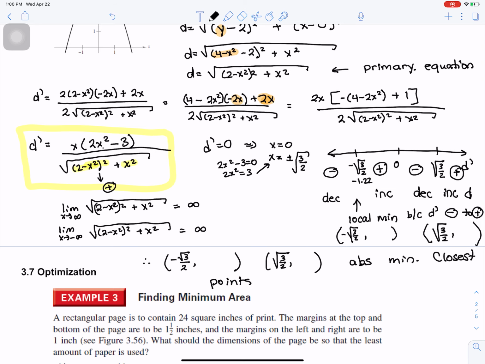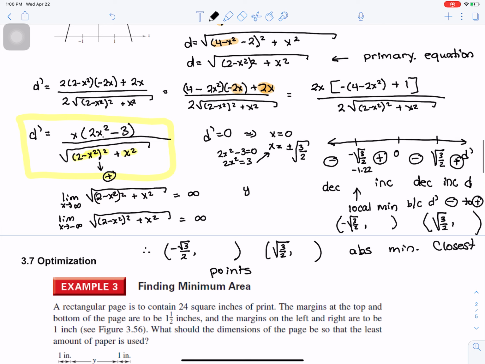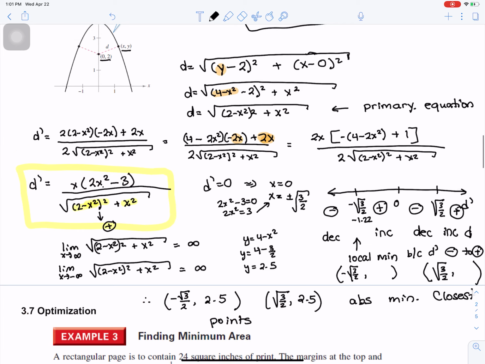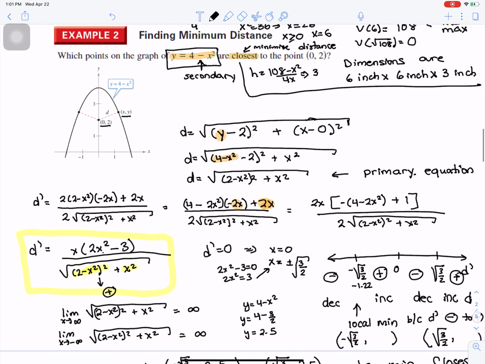How do we find those y coordinates? We just sub them into the square root of 4 minus x squared. So y is equal to the square root of 4 minus x squared. So if I square root 3 over 2, I get 4 minus 3 halves for both scenarios. And 4 minus 3 halves is going to give me 2.5. So this y coordinate is 2.5 in both cases. So those 2 points are the closest, and you can see that one is on the right hand side and the other one's symmetric on the left hand side.